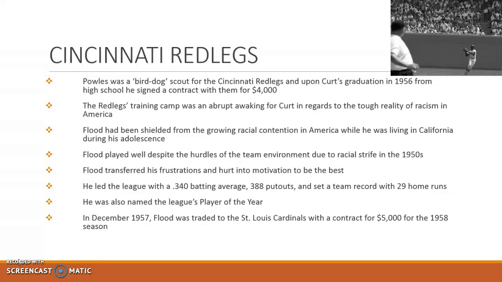Flood had been shielded from the growing racial contention in America while he was living in California during his adolescence. Flood played well despite the hurdles of the team environment due to racial strife in the 1950s. For example, during trips to games, if the team made a stop for food, Flood was often not able to eat at restaurants with his teammates. He would either be ushered through the back door of the establishment, or he would not even be allowed in at all, and would have to depend on one of his teammates to bring him a meal while he waited on the bus. There were also times when Curt was not permitted to use the restroom at rest stops, forcing the bus to pull over while he relieved himself on some stretch of highway.